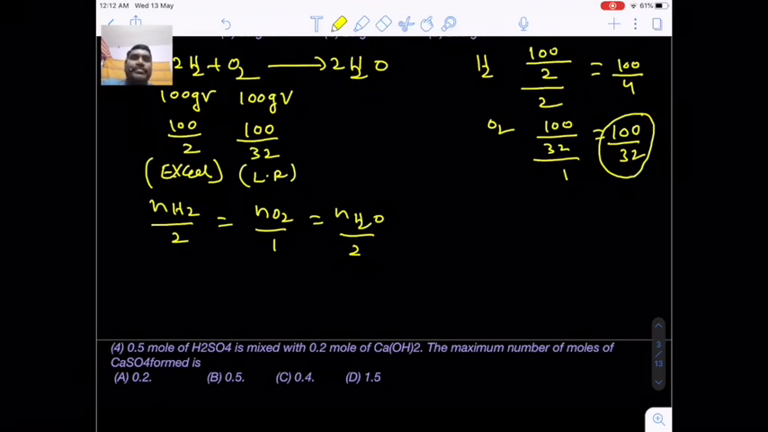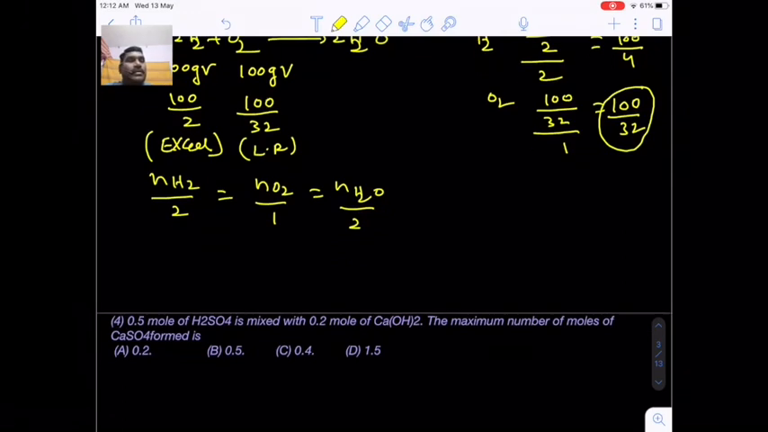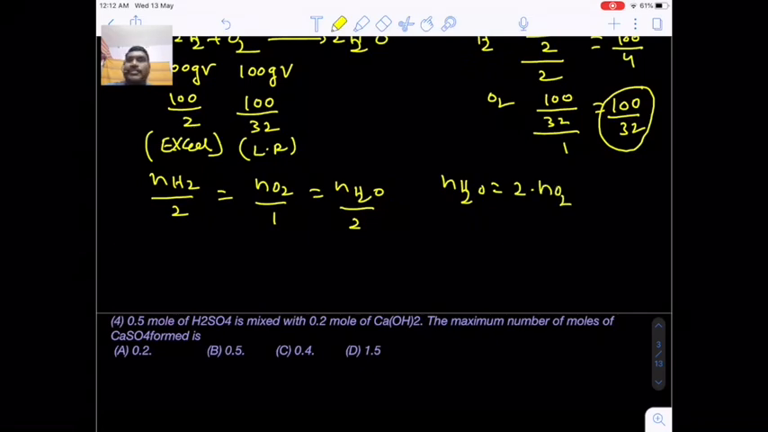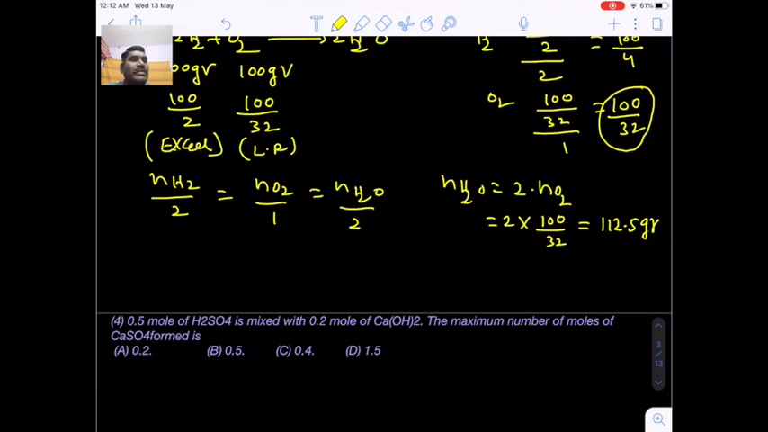Now here, number of moles of water is equal to 2 into number of moles of O2. So 2 into how many moles of O2 are given to you? 100 by 32. So approximately this will be 112.5 grams. Now here, actually this will be moles. So we have to first convert the number of moles into mass.